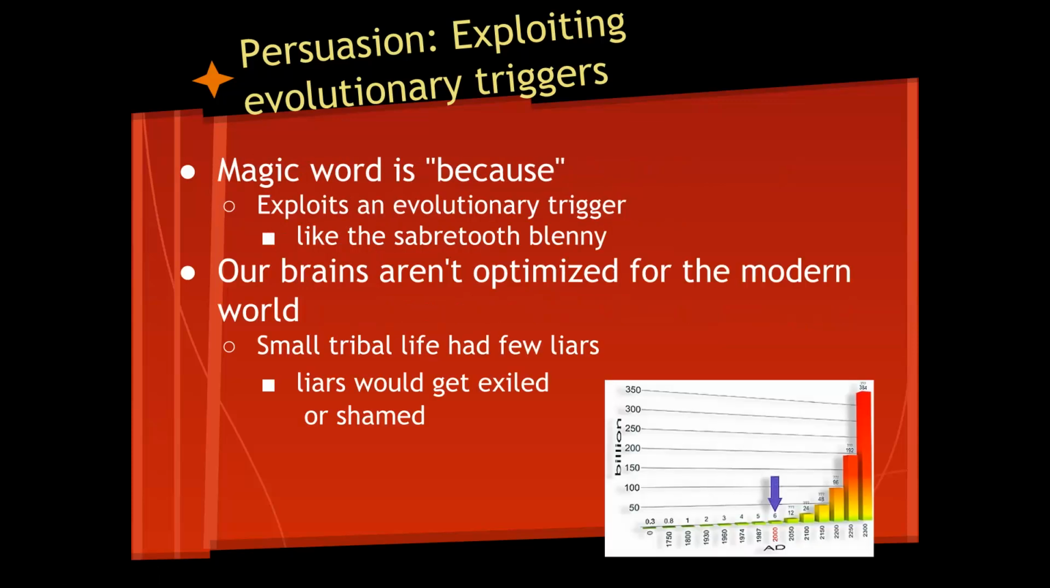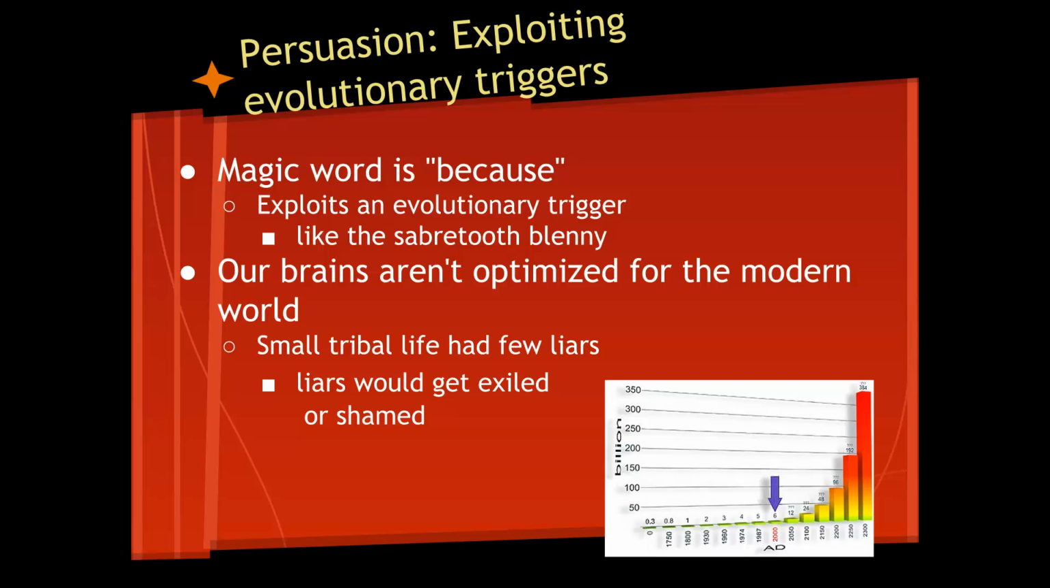Eventually, the researchers discovered and published that the magic word is not please. It's not pretty please with a cherry on top. The magic word is because. It exploits an evolutionary trigger, just like the Sabretooth Blenny's quiescence stance. Once your brain hears because, it doesn't really matter much what follows after it. It just drops into this more compliant state.